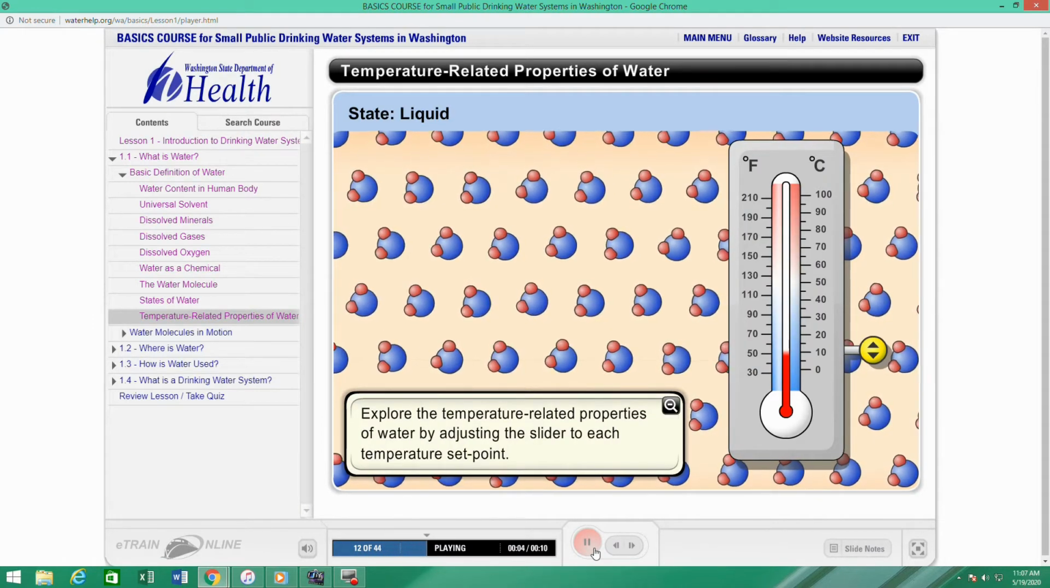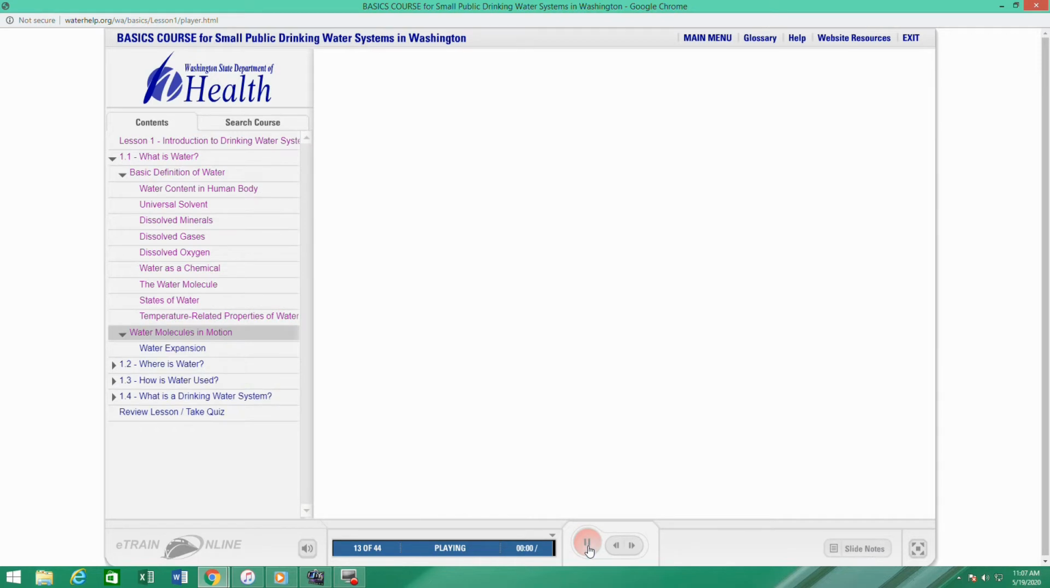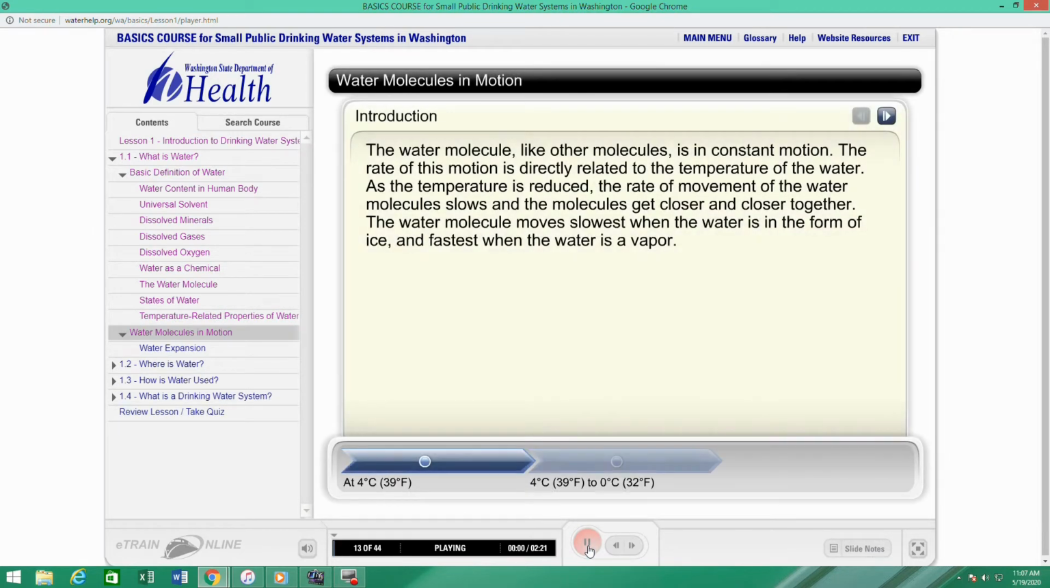Explore the temperature-related properties of water by adjusting the slider to each temperature set point. Water molecules in motion. The water molecule, like other molecules, is in constant motion. The rate of this motion is directly related to the temperature of the water. As the temperature is reduced, the rate of movement of the water molecules slows and the molecules get closer and closer together. The water molecule moves slowest when the water is in the form of ice, and fastest when the water is a vapor.